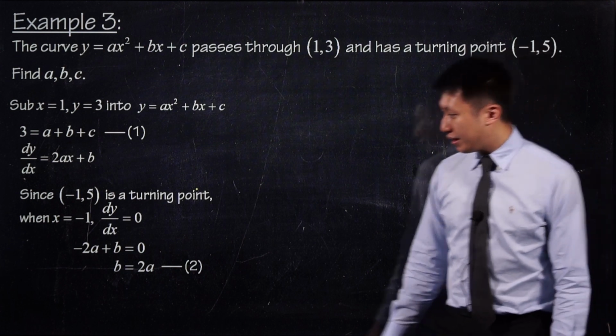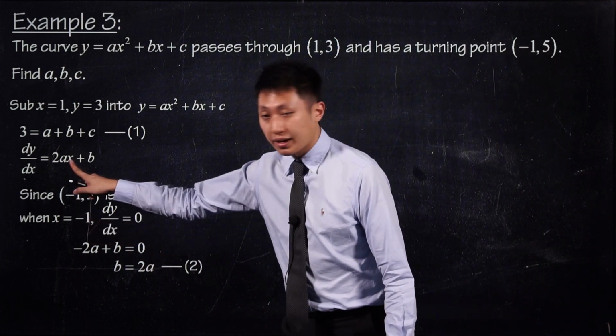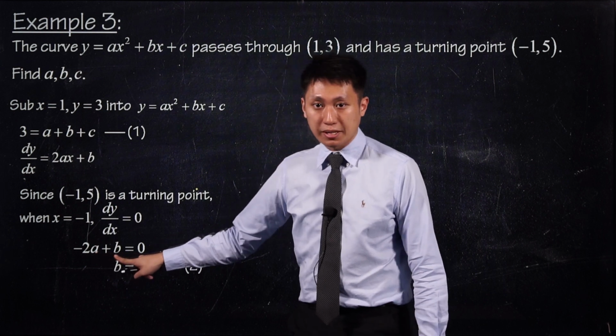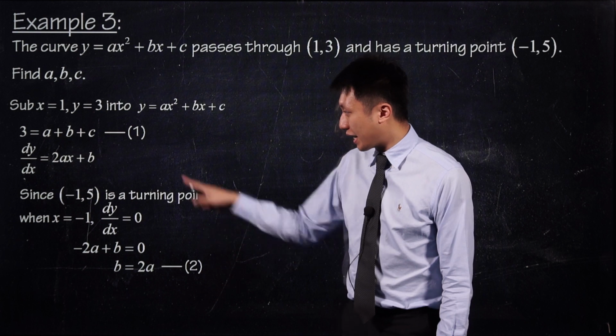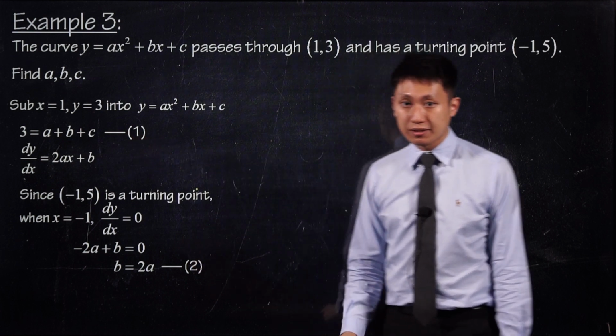Do you have any problem with this? You know what I'm doing? I just sub -1 into here. So I get -2a plus b. No more x here. Equals 0. So b is equal to 2a. So first equation, second equation.